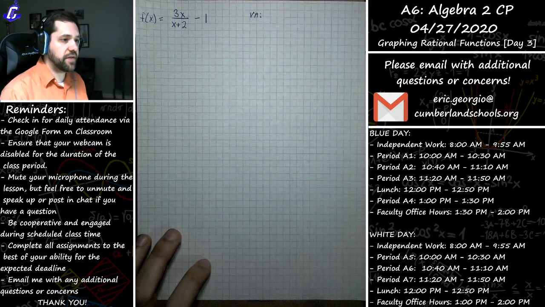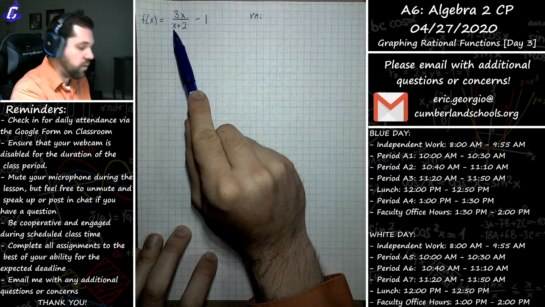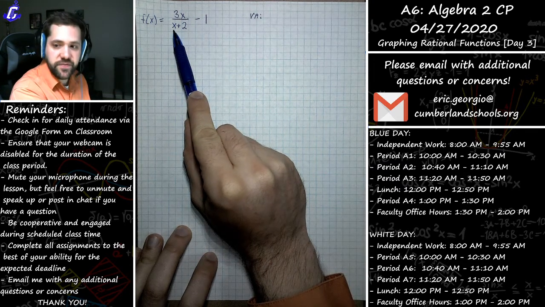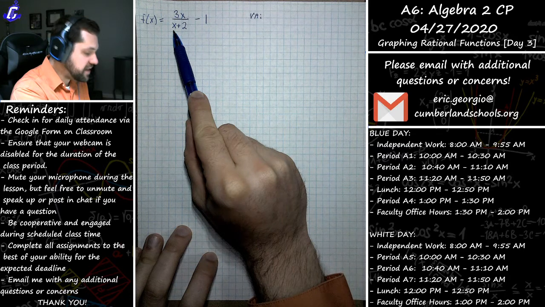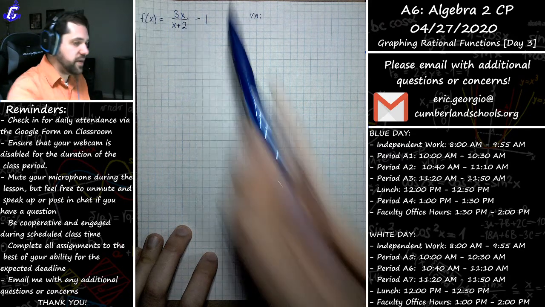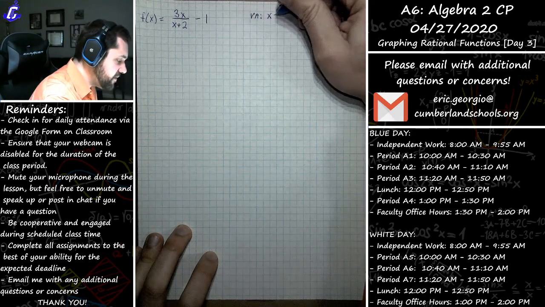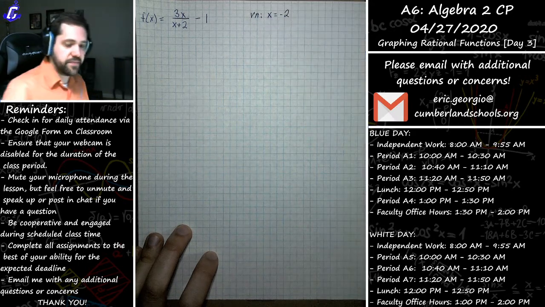Again, the vertical asymptote is caused by the divide by 0 case, where I would look here and I'd say, oh, well, what value would cause division by 0? It would be x equals negative 2, because negative 2 plus 2 would be 0, and I'd be dividing by 0 if I tried to plug in negative 2, which would be very bad. So our vertical asymptote is at x equals negative 2.